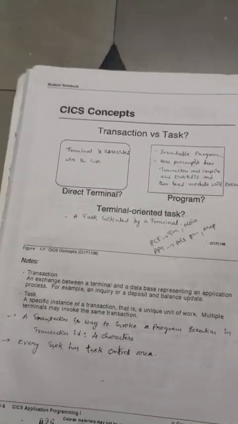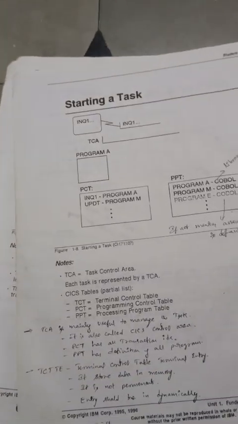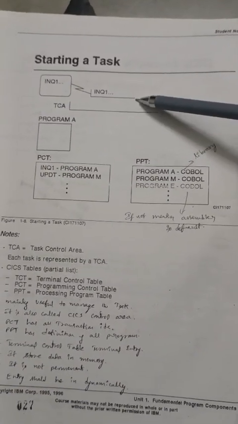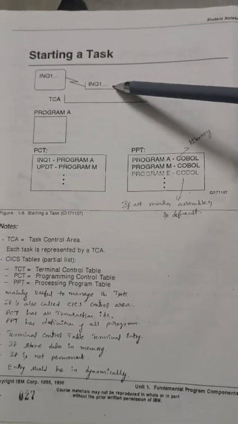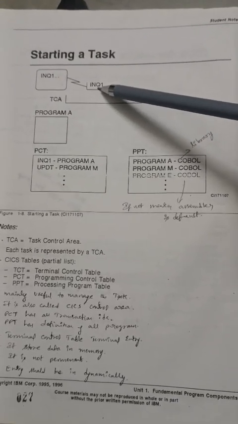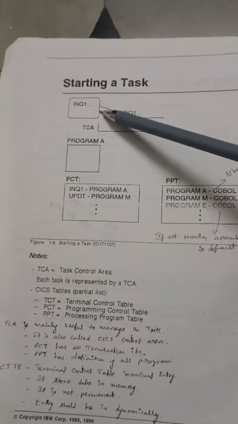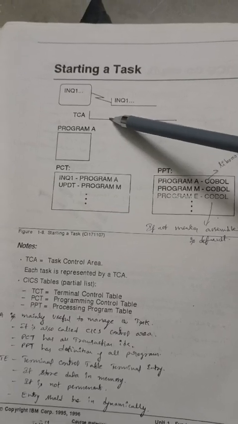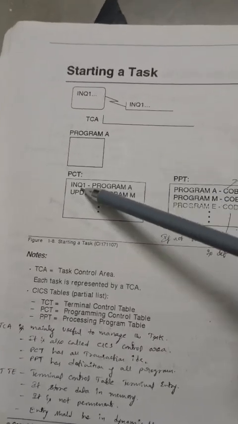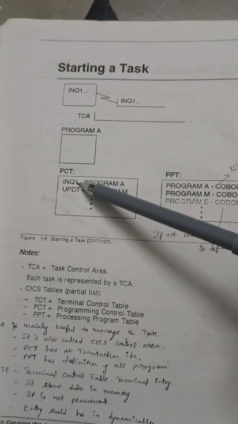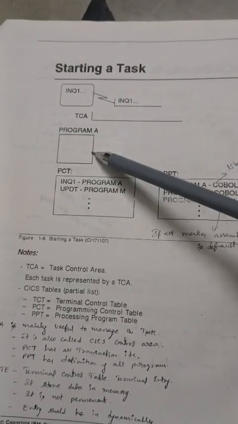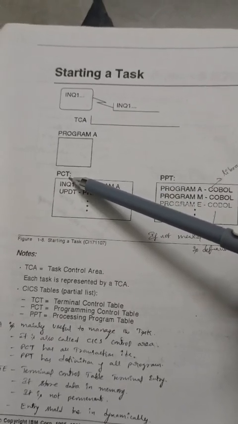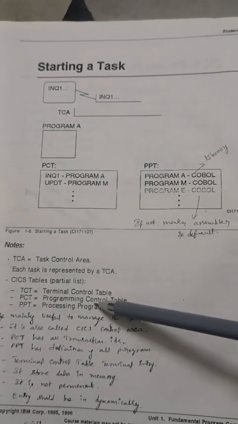Every task has a task control area. How do we initiate the task? Just now we said we have to initiate the task by using the four-character transaction ID. These are like INQA, Q1, nothing but transaction IDs, and each task contains the task control area. Whenever a program is called, where is the relation between the transaction ID and the program stored? That is stored in the PCT table. What is the PCT table? Nothing but the Program Control Table.